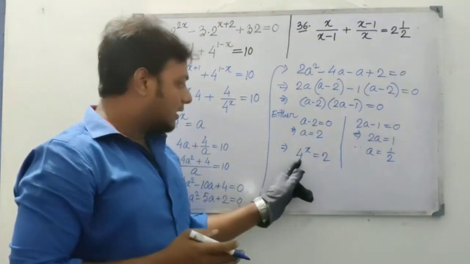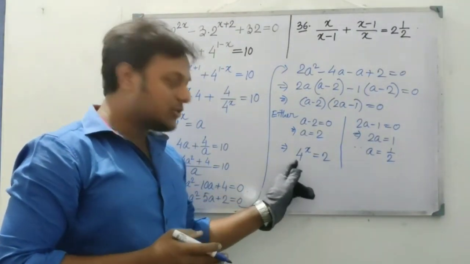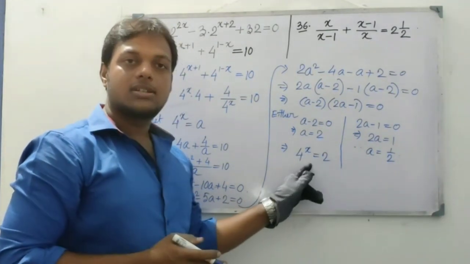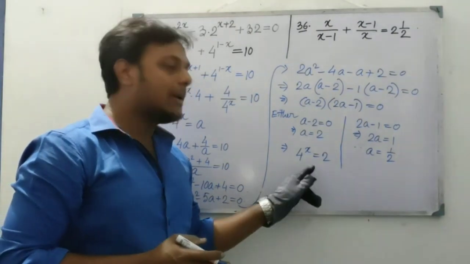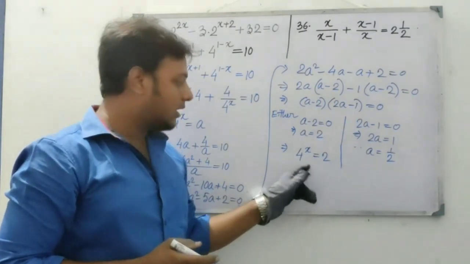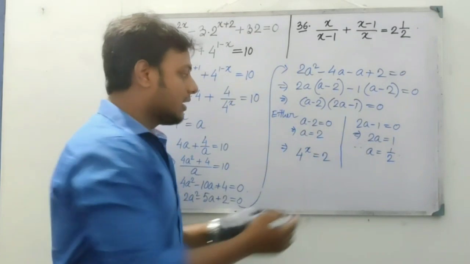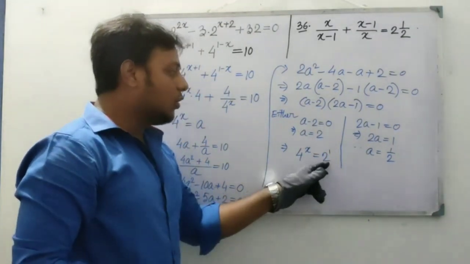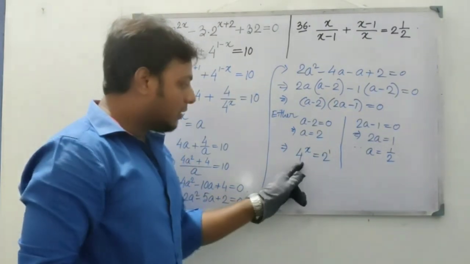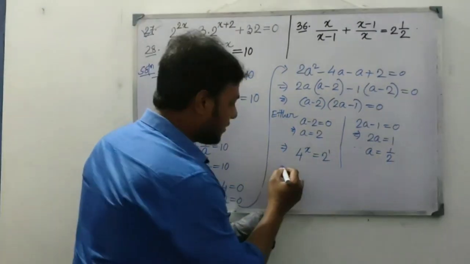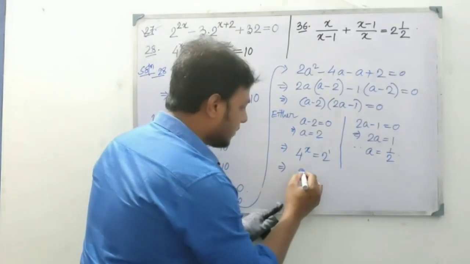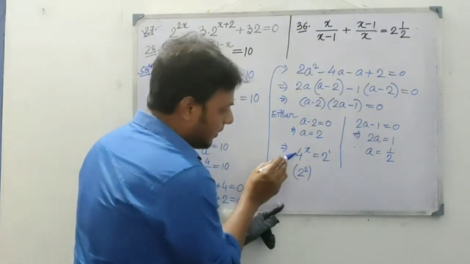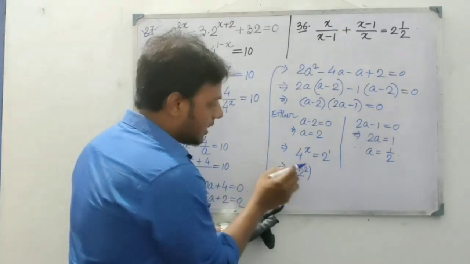Actually, we have to solve for x, and the process is that you have to convert this equation so that both sides have the same base. On this side, the base is 2 and the power is 1. There is no way to convert it again, but you can convert this 4. In the place of 4 you can write 2 squared.